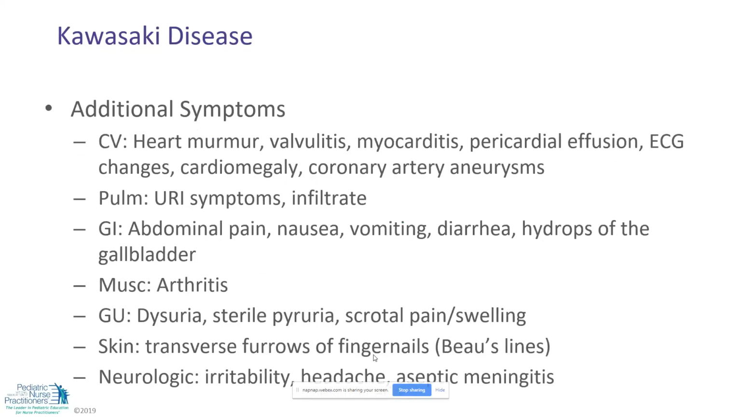There are some additional symptoms, and they're listed here based on the system that's involved, but certainly the cardiovascular system is of some of the greatest concern for us. These patients may also present with abdominal pain, nausea, vomiting. They can have arthritis. They may have transverse furrows of the fingernails, or what's called Bowes lines, which we'll see in a slide. And then also they can present with irritability, headache, and aseptic meningitis.